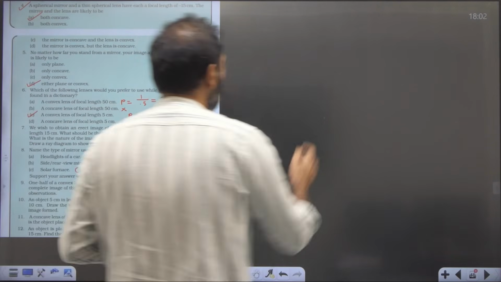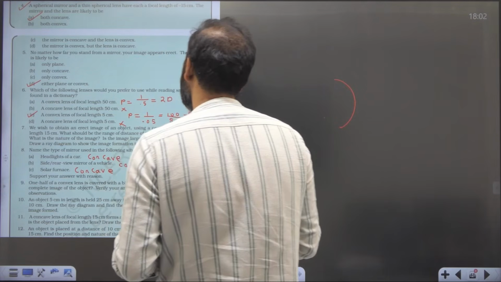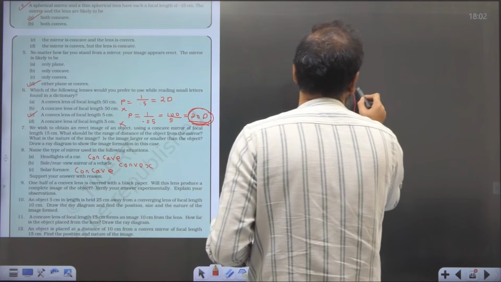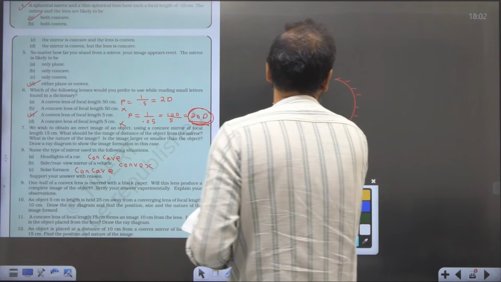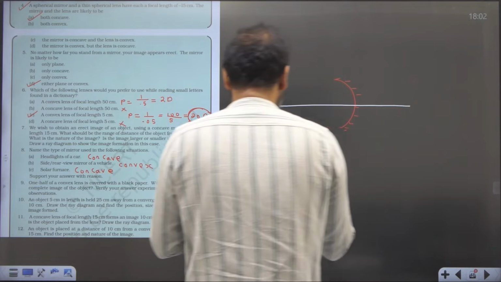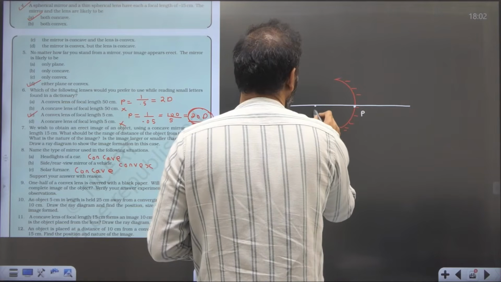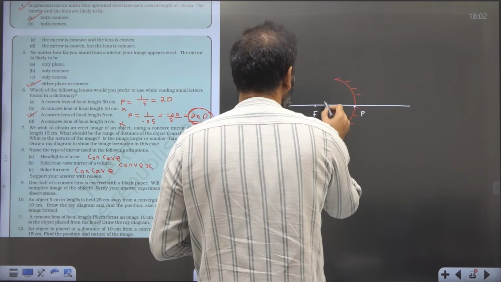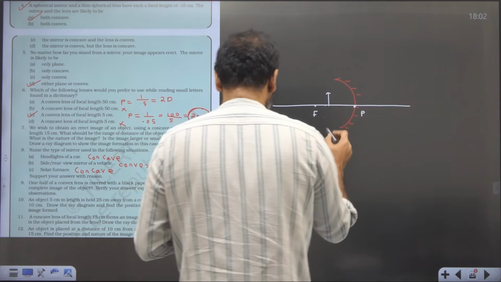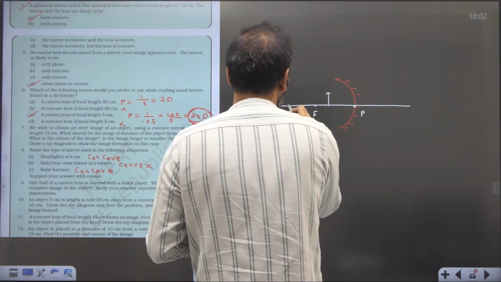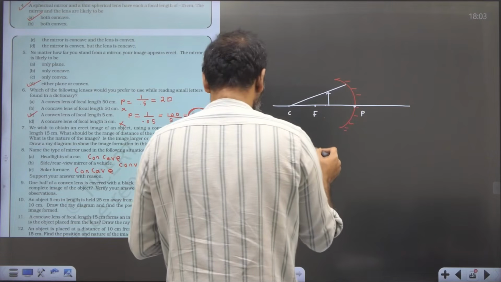So let's do this. We want to obtain an erect image of an object using a concave mirror. Many times I have told you, concave mirror forms erect image only in one case, when the object is kept between pole and principal focus. So this is the case. This is the object. One light ray is coming like this.